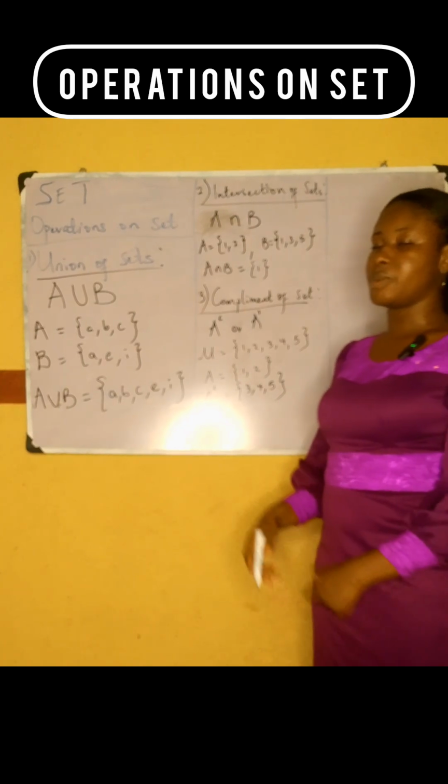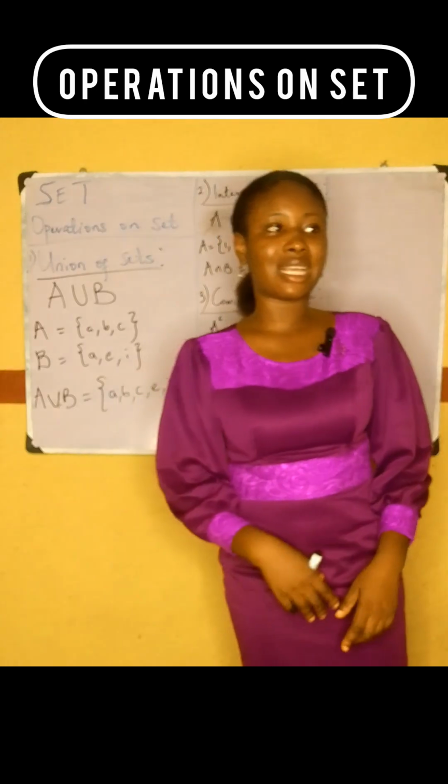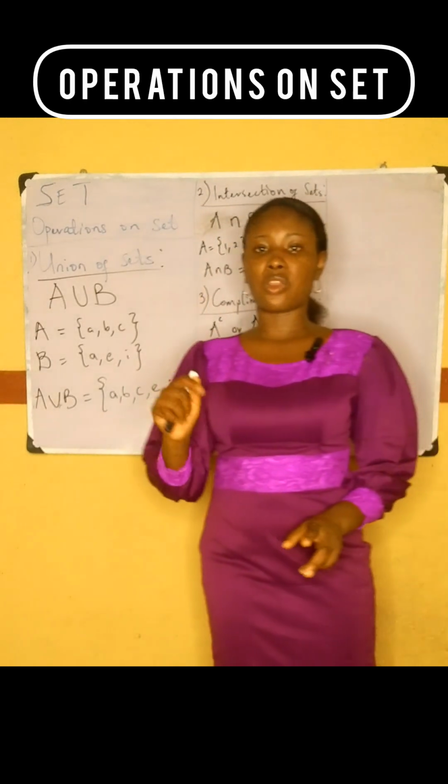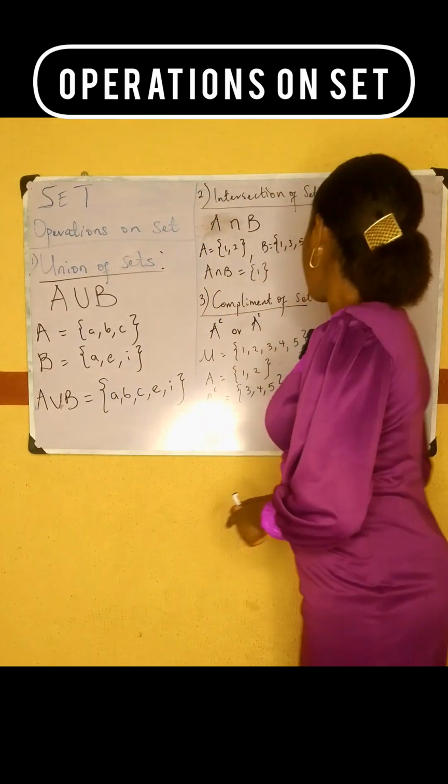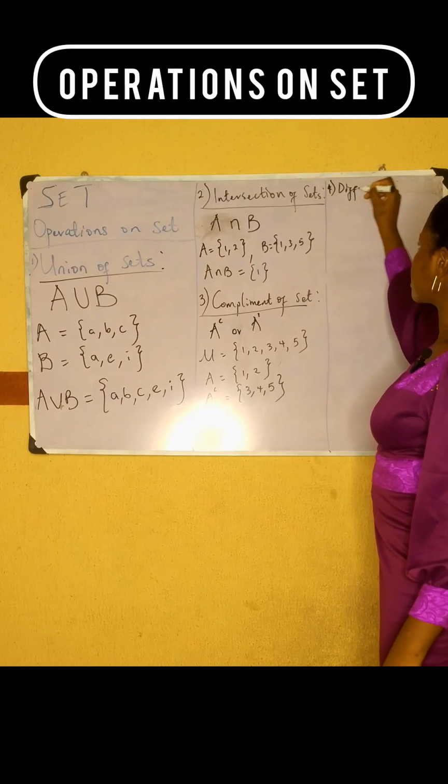So A complement, B complement, C complement. The complement of any set is asking what are those elements that can be found in the mother set but are not in that set. Then we also have the fourth one, the difference of two sets.